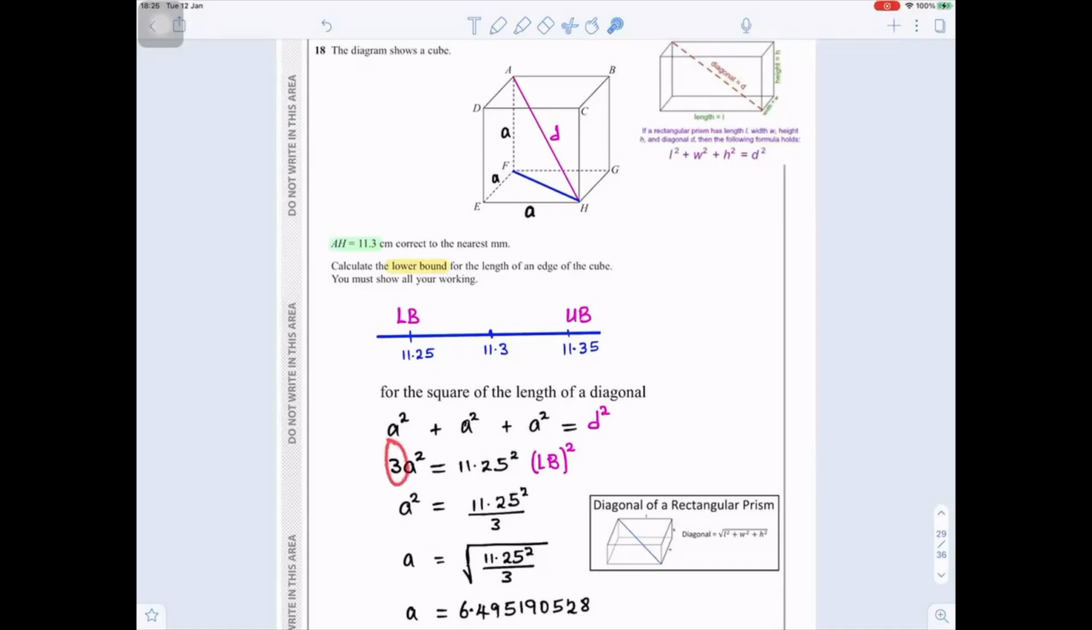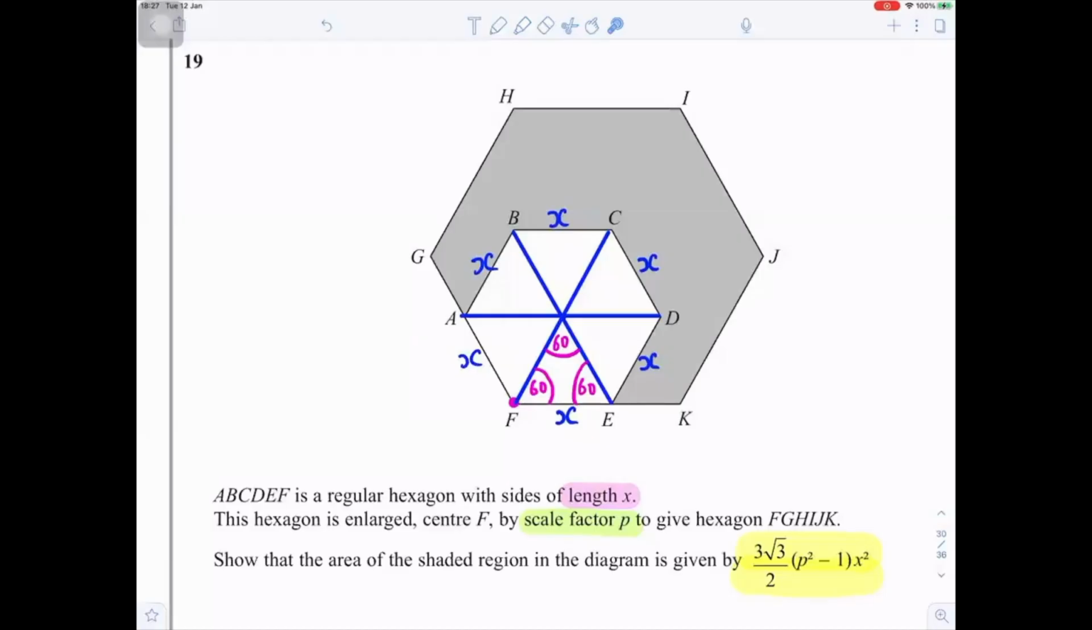We want to remove times 3. If we take it to the right side, it becomes divide by 3. Times 3 becomes divide by 3. So A squared is 11.25 squared divided by 3. This is all done in your calculator, and that would give you A to be 6.495190528. So that's how you show your working to do that type of question.